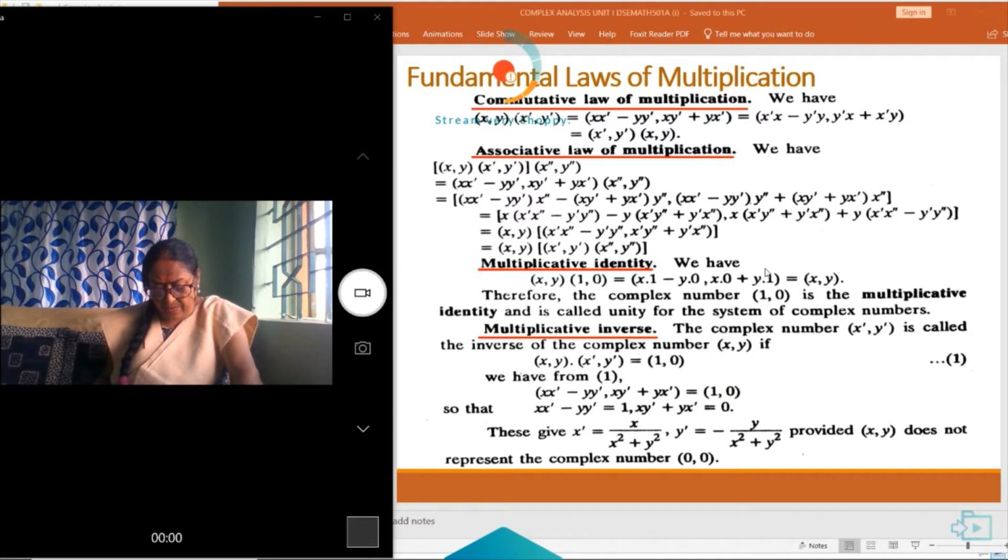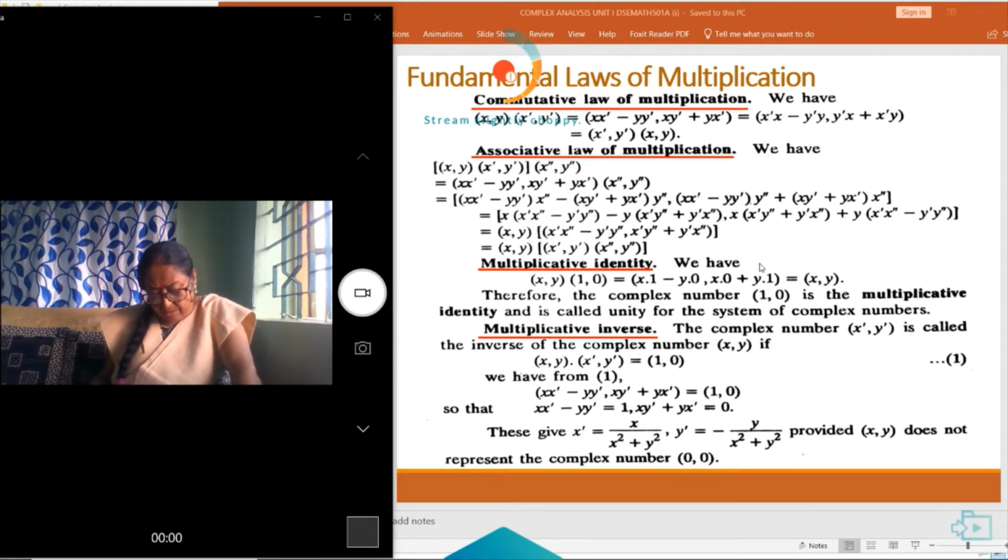So if (x', y') is the inverse of (x, y), then the product should be equal to the identity element, that is (1, 0). From this we get xx' − yy' = 1 and xy' + yx' = 0. We get this by equating the real part and the imaginary part on both sides. Now, after calculating, we get x' = x/(x² + y²) and y' = −y/(x² + y²).